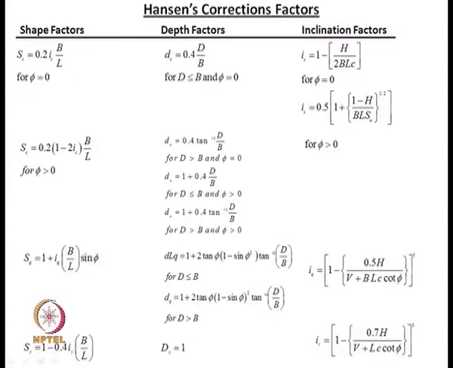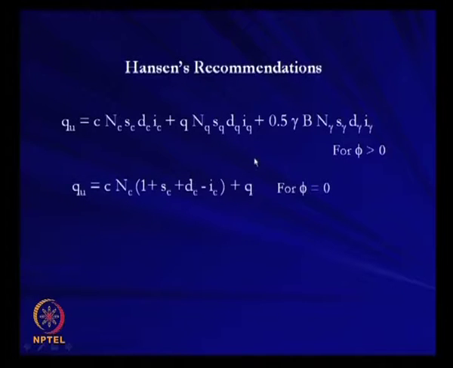So, this is the different inclination factor we can determine by using different conditions for Hansen's correction factor. So, if we know these correction factors for Hansen and then the bearing capacity factors, then by using this expression as different condition, we can determine what would be the ultimate load carrying capacity of the soil.